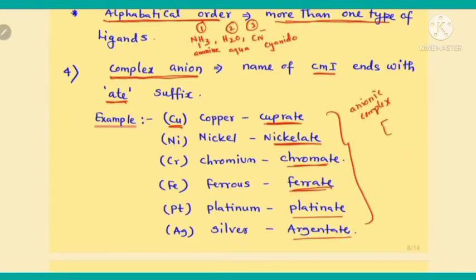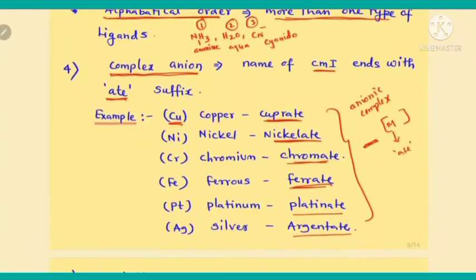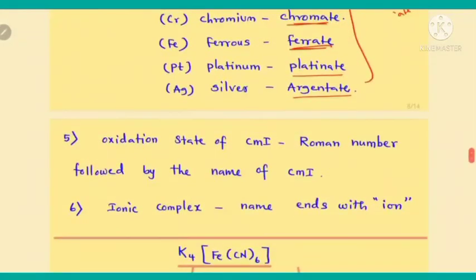With the square bracket portion at the back side, the metal name should end with the suffix ate. Then the next one: the oxidation state of the central metal ion should be mentioned. The oxidation state of the central metal ion should be mentioned in Roman numerals after the name of the central metal ion.